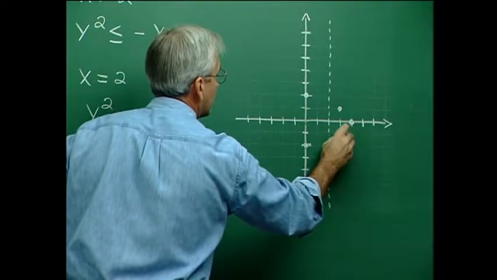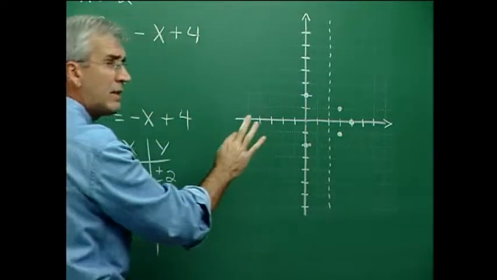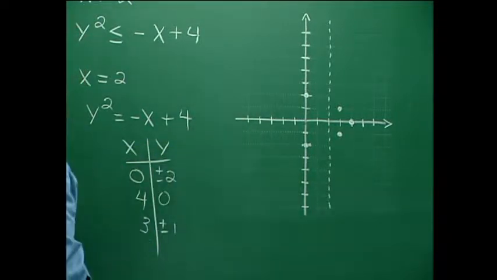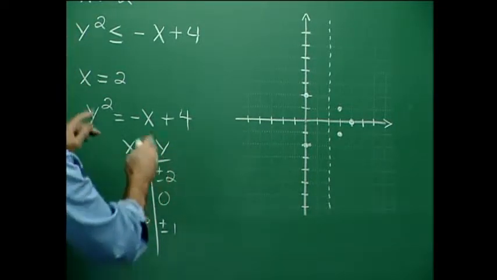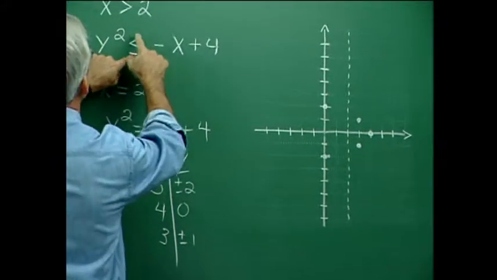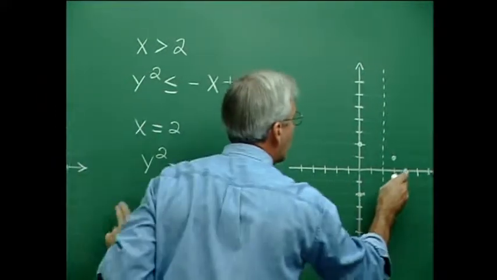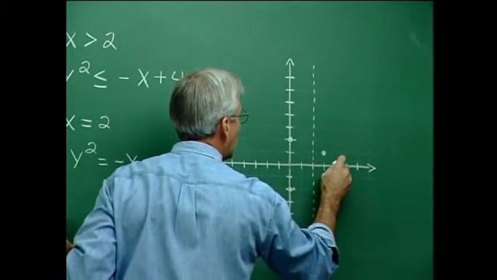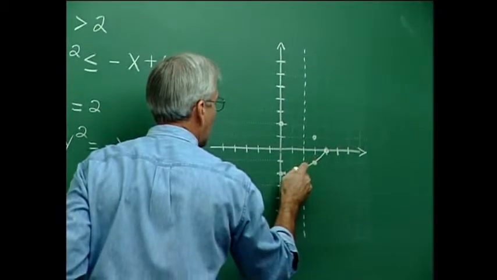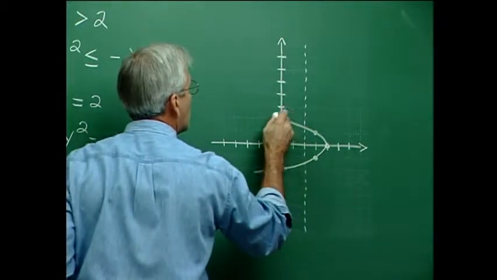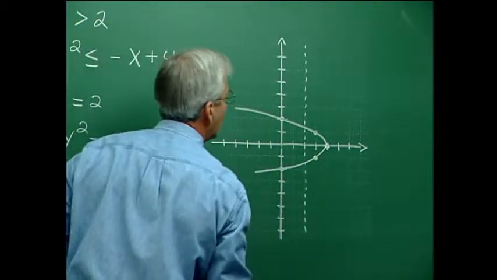So it looks like this. Now let me think, as I draw this, about whether it's dotted or solid. I'll look up here and see, okay, this is less than or equal to. So that means we have a solid border. And the graph looks about like that.